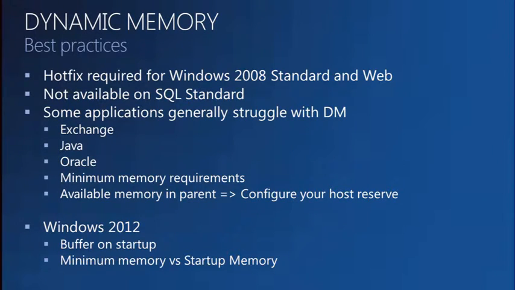Now, what has changed in Windows 2012? We now have a buffer on startup, and we also have minimum memory versus startup memory. What this essentially allows it to do is to start the virtual machines even when the host is starved of the memory necessary to start those virtual machines. So in 2012, they haven't made a ton of changes to dynamic memory, but they certainly addressed some of the startup memory issues that we had in R2.